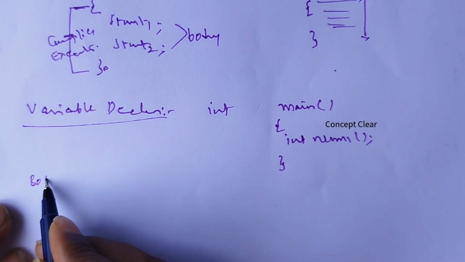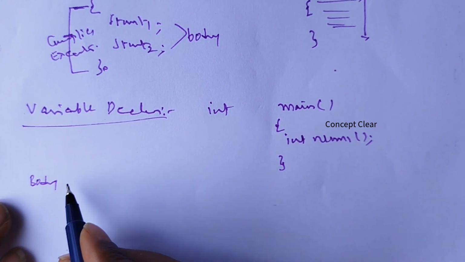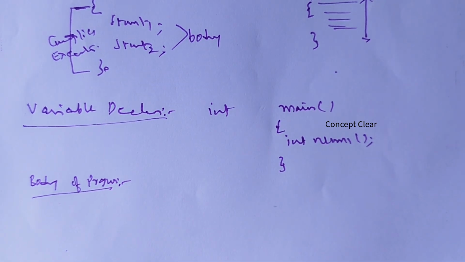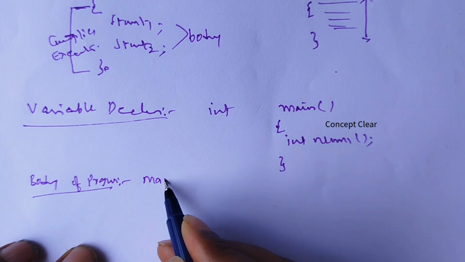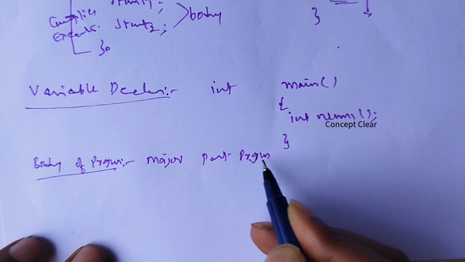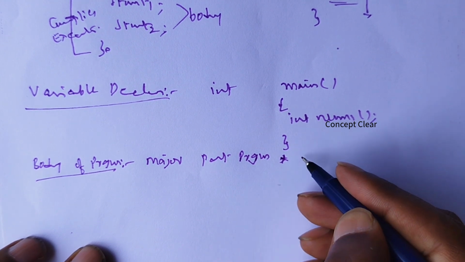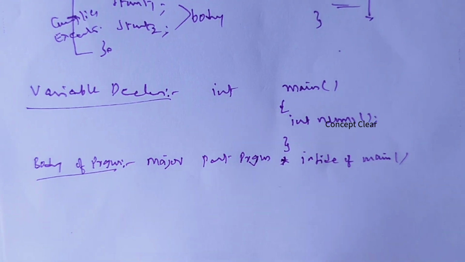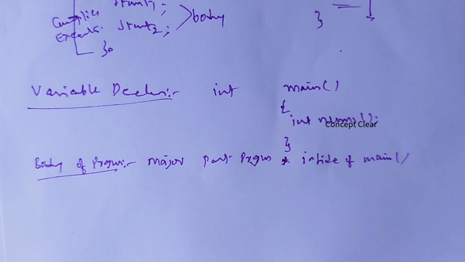Next, body of the program. What is the body of the program? It contains the major part of the program. It will be inside the main function. The program will be written inside the main function only. If you write outside of the main function, the program will not be executed. So the body of the program contains the major part of the program, and it will be inside the main function.